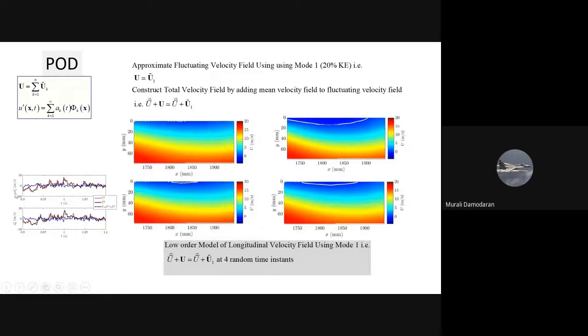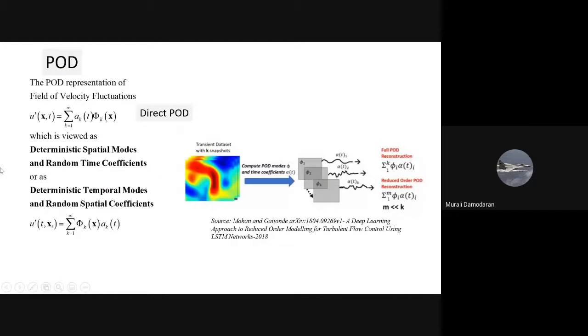So what you see here is the equivalent of this one. Okay, there are two approaches. What I've been talking about so far is the direct POD. You're viewing it as deterministic spatial modes and random time coefficients. But you can also look at it the other way: deterministic temporal modes and random spatial coefficients.